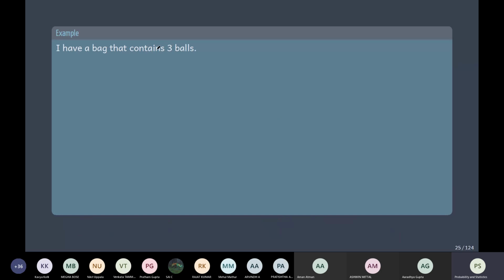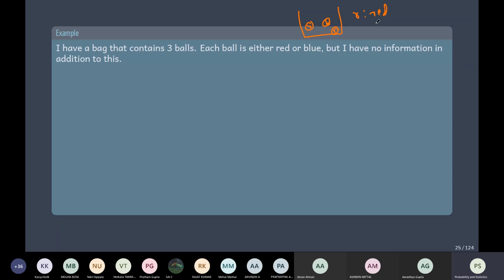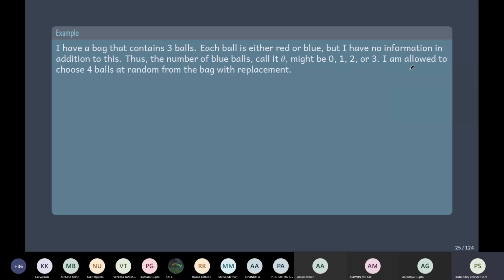We can see another example. I have a bag that contains 3 balls. Each ball is either red or blue, but I have no information in addition to this. So there is a bag, and there are 3 balls, and they are either red or blue. We just know that there are 2 colors, red and blue, but we don't know which one is which. Let the number of blue balls be theta, and it might be either 0, 1, 2 or 3.